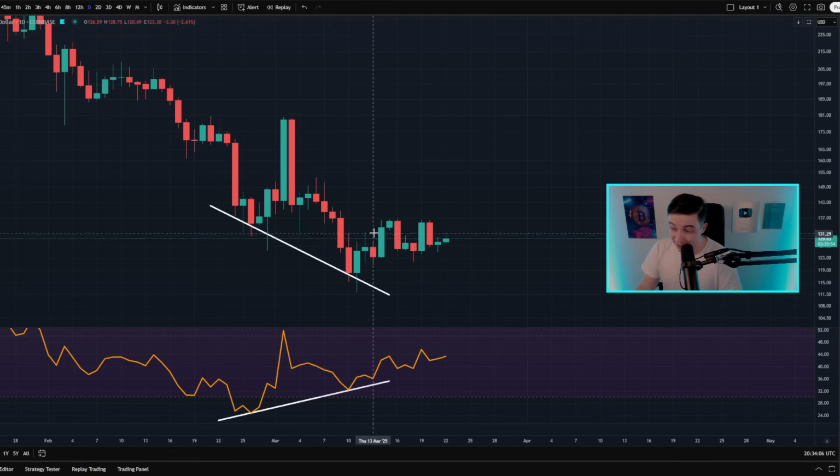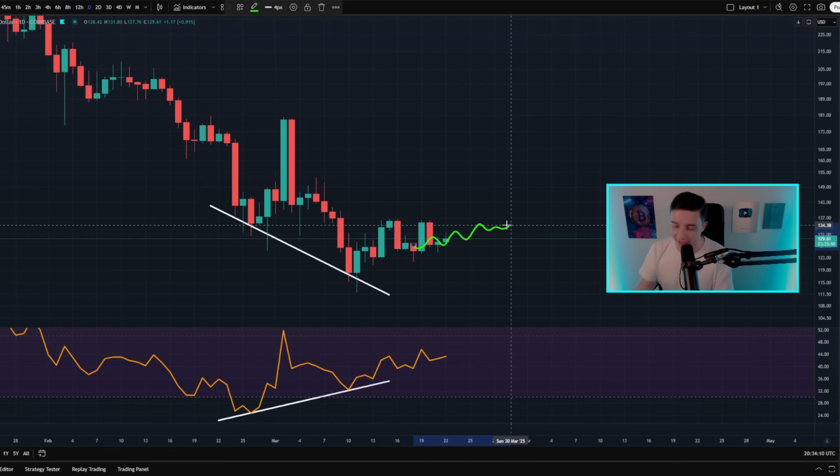So basically it is likely we could continue to play out this bullish divergence for at least the coming days. But honestly, not much else has changed here for Solana over the last 1 to 2 days.